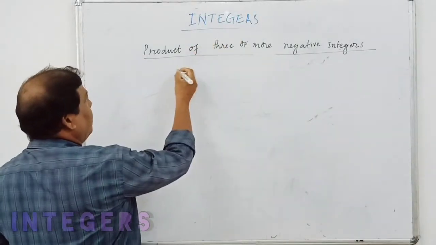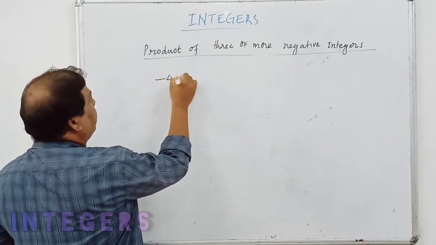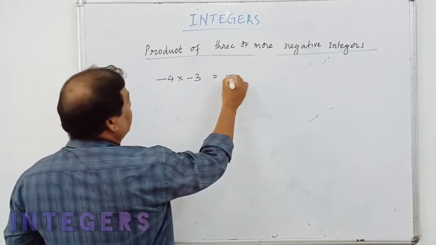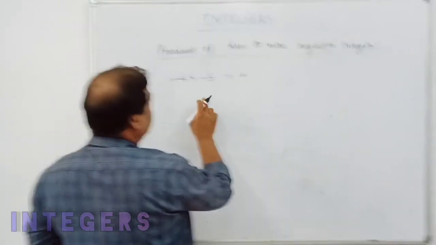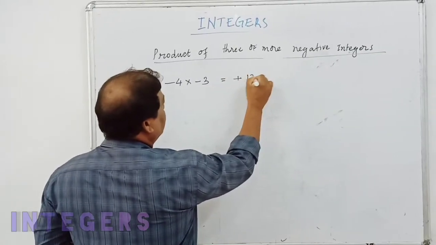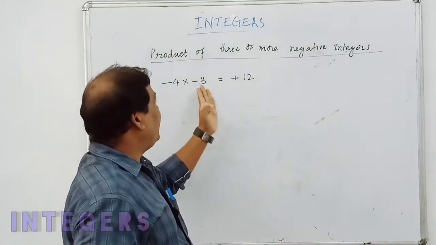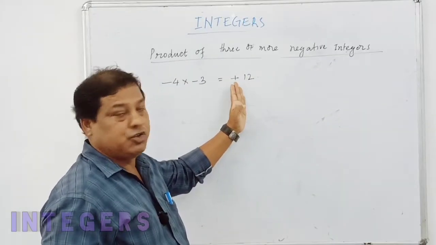Let us take one example. Minus 4, then minus 3. Minus 4 then minus 3 becomes a positive sign. 4 3s are 12. Now this you already learned in the previous section: two negative integers become positive.